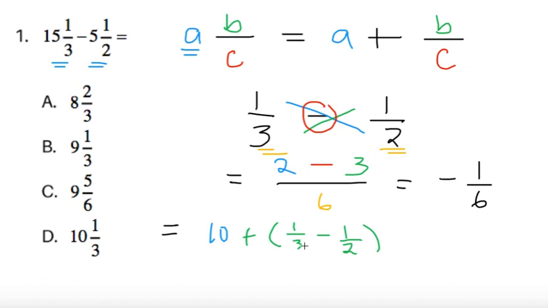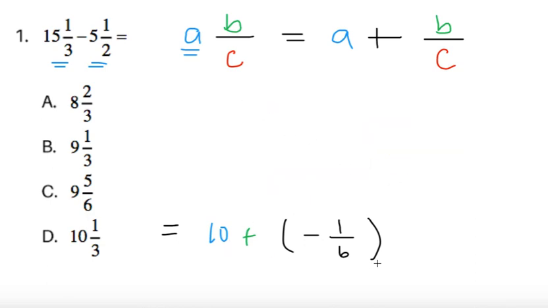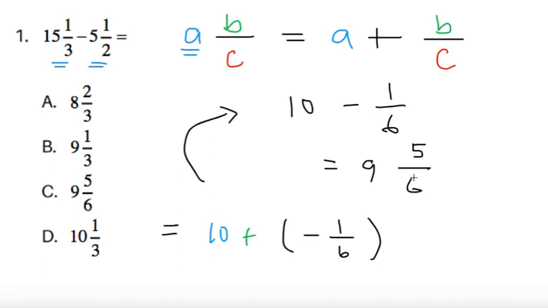So here we can replace this simply by negative 1/6. All you have to get is 10 plus a negative 1/6. So let me remove this. 10 plus negative 1/6 is also the same as saying 10 minus 1/6. So 10 minus 1/6 is going to give us 9 and 5 over 6, since we're subtracting 1/6 from a whole, so it's going to give us 5/6.